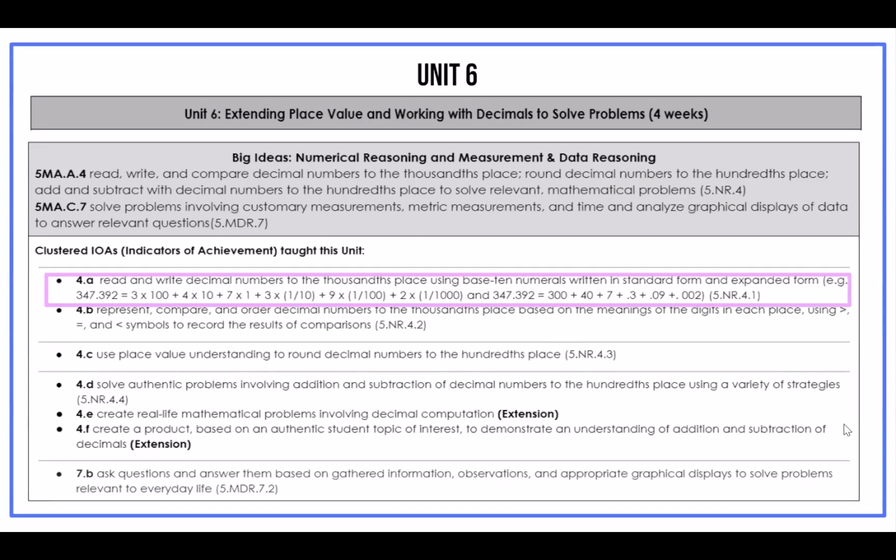Our first AKS in this unit, 5MAA.4, has 4 IOAs. IOA 4A extends the work in 4th grade with decimal place value to the thousands place. Students will read and write decimal numbers to the thousands place using base 10 numerals written in standard form and expanded form. Students read and write decimals using appropriate math language. Writing decimals using expanded form includes fractions to show place value. Students are not expected to write decimal numbers in word form. Decimal numbers can be between the millions and thousandths places.